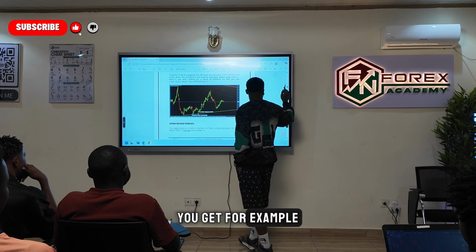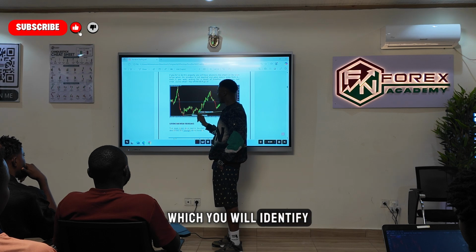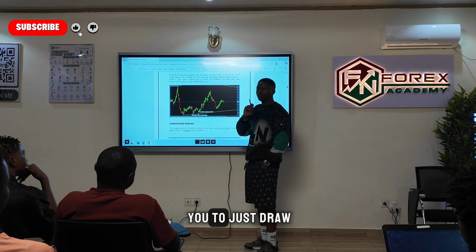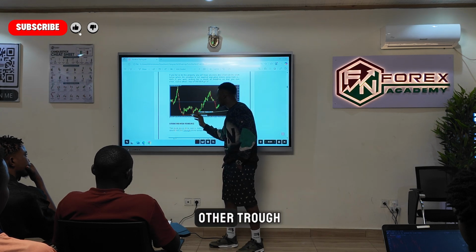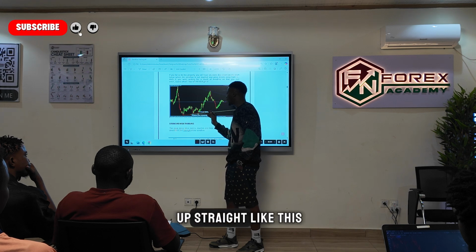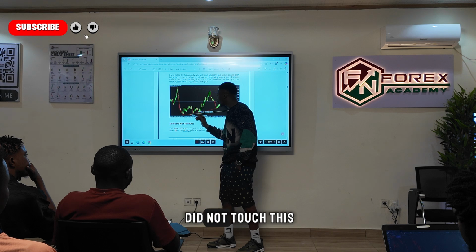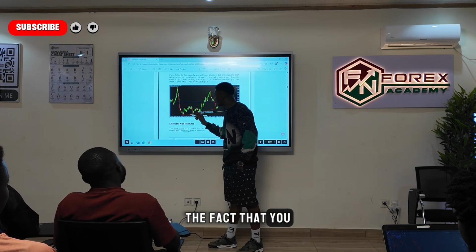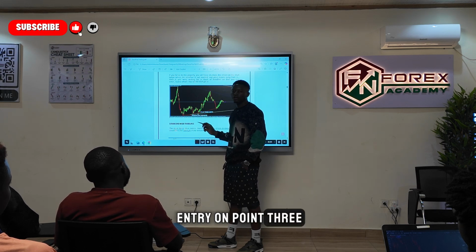You get? For example, if you see right here, you see that we have our lows, which you will identify very well. Now you have identified your lows. What is left for you? To just draw the trend line. But you see that this trend line did not touch this other trough. If you had touched this other trough, it should have gone up straight like this, right? But it left from here, then it went down, did not touch this other one, and did not even touch this other one. So you see that the fact that you did not draw the trend line to touch this point 2, you have missed an entry on point 3, right?